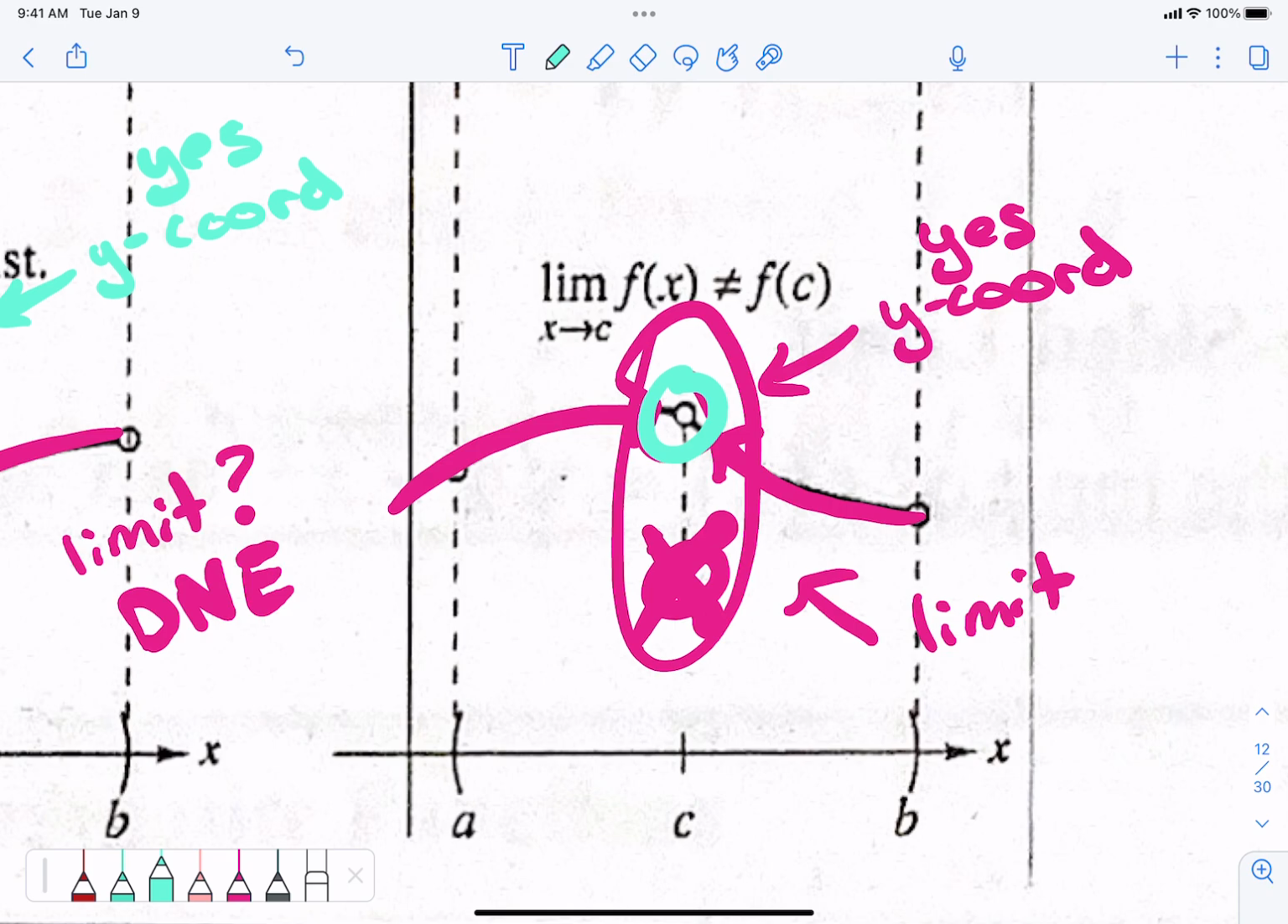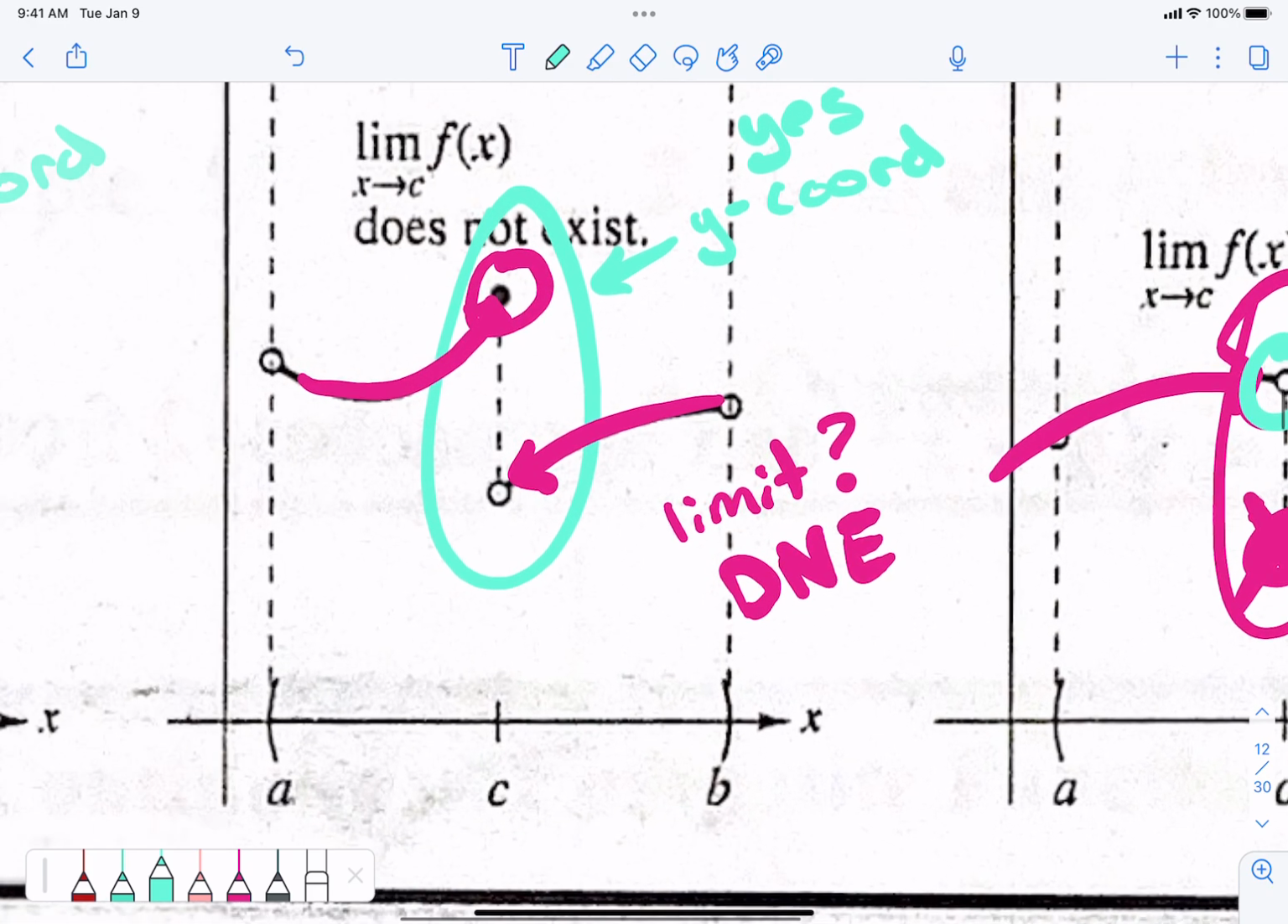Okay, keep going. So the limit does not exist if each side is approaching something different. Correct. The limit does not exist right here because they're approaching something different, right?